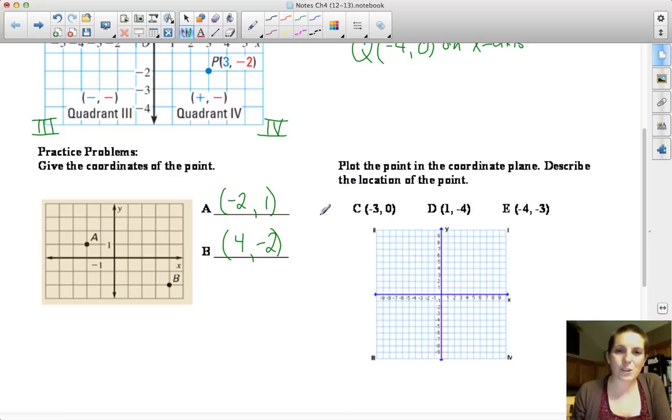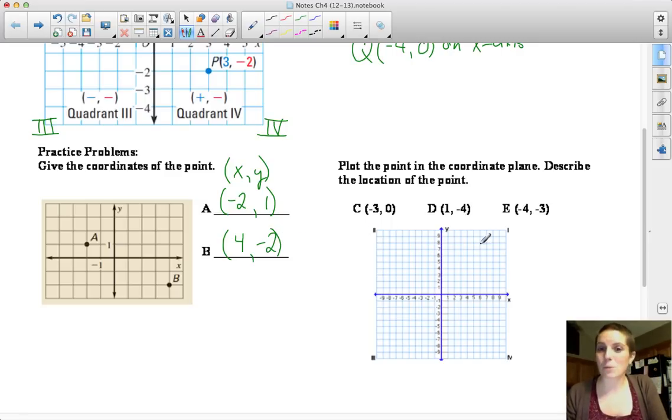Here are the first 2. I want to make sure that you have your numbers in the proper order. Remember, we always give our coordinates x, y. Second, I want to make sure that you actually put parentheses around the outside of your point. Proper notation is very important.